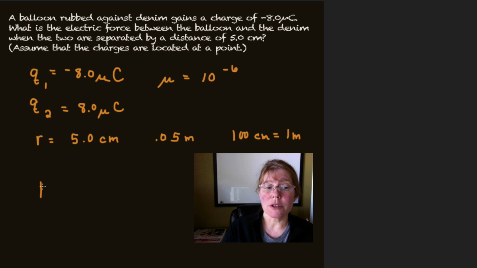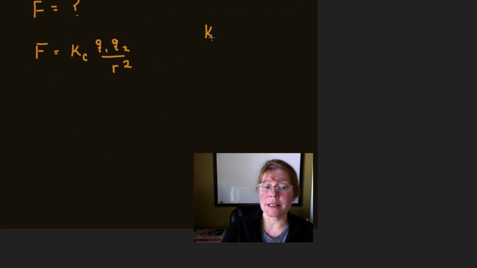Now we're going to be using Coulomb's law for this. Coulomb's law tells us the relationship between charge and distance, and that will allow us to find the force. So the force is equal to our constant K, Coulomb's constant, times the first charge, times the second charge, all divided by the distance between them squared. Now K, that constant, Coulomb's constant, is going to be equal to 8.99 times 10 to the 9th.